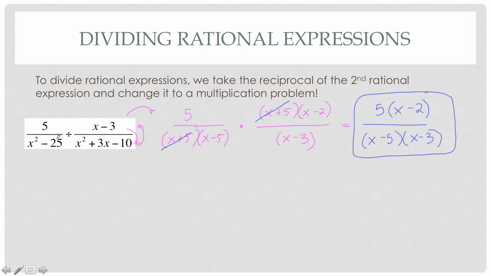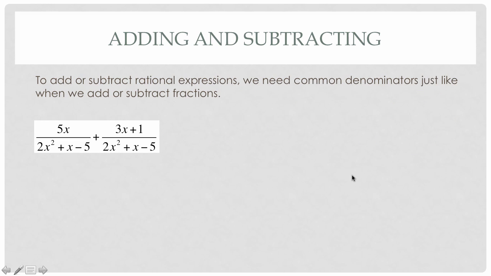There we go. We just successfully divided these two rational expressions: changed them into multiplication, factored where we could factor, divided out common factors in the numerator and denominator, and then multiplied across the top and bottom. Okay, adding. So multiplication and division, not too bad. But let's think about adding fractions. To add or subtract rational expressions, I need a common denominator just like when we add or subtract fractions.